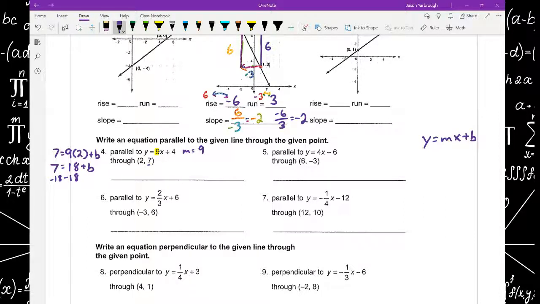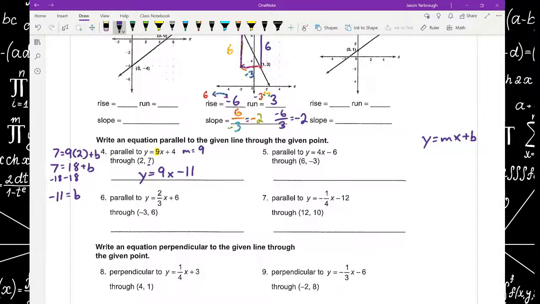So on this one, we're going to do 18 minus 7, which is 11, but we're going to keep the negative because 18 is bigger than 7. So negative 11 equals b. So now we've got our b value. We go back to just writing our equation: y = 9x - 11. And there's our answer.